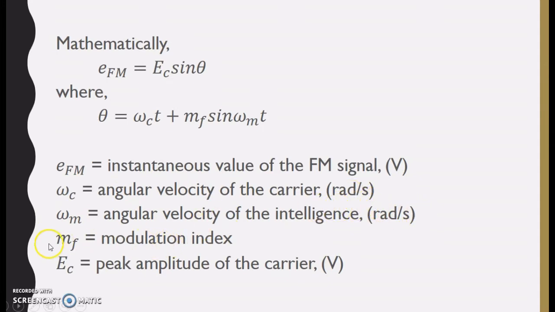Then the m sub f is the modulation index. This f here expresses the meaning of frequency, because the modulation index is different from one modulation type to another. Then we have this E sub c, which is the peak amplitude of the carrier, which is also in volts.